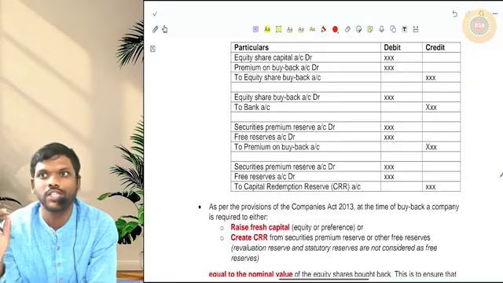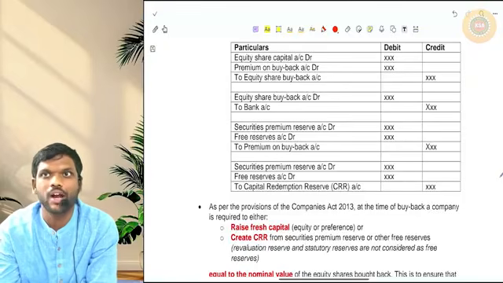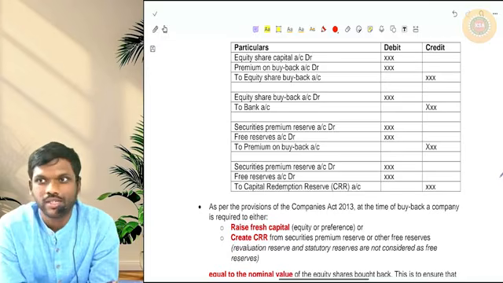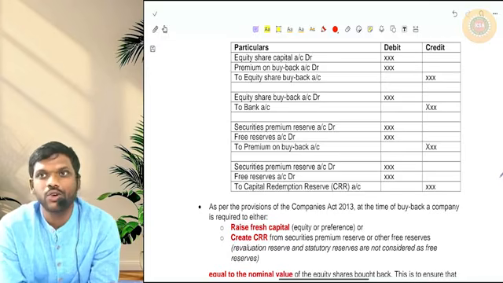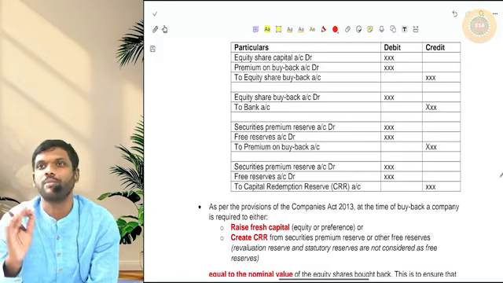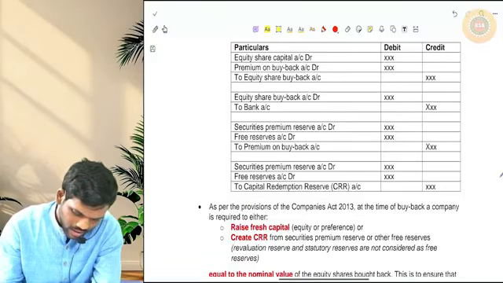Be strong in the journal entries that need to be passed at the time of buyback, and also there are 3 tests: your shares outstanding test, resources test, and debt equity test. Ensure that you are strong in that also. Once you are very thorough in these 2 things, automatically this chapter will be a cakewalk. Let us get started. Let us first revise the journal entries.